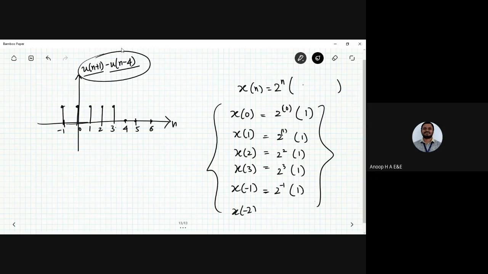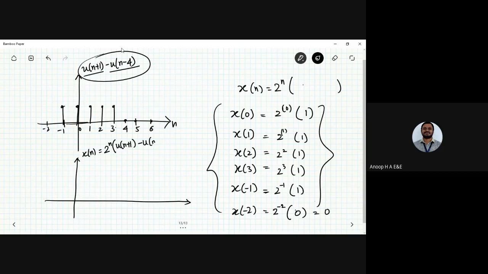For x of minus 2, I can write it as 2 power minus 2, but there is no unit step function, shifted version of it, present at minus 2, so I can write this as equal to 0 here. Next, I'm going to draw the signal x of n equal to 2 power n, u of n plus 1 minus u of n minus 4.